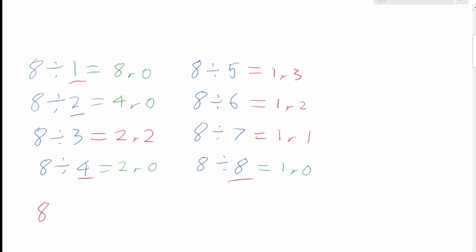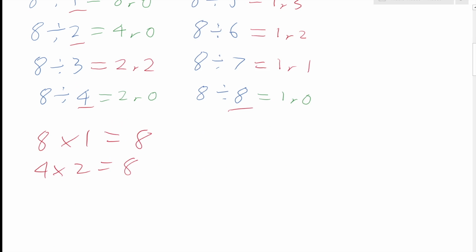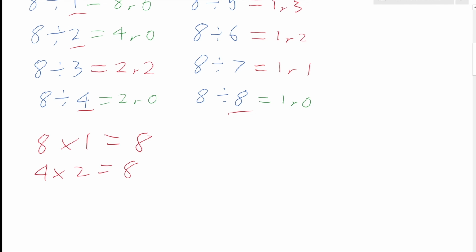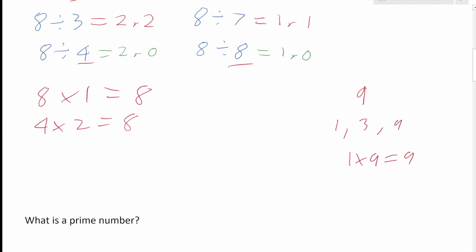I also notice these factors actually pair up, so you've got 8 times 1 equals 8, and 4 times 2 equals 8. Now, it is almost always the case that you will be able to pair up these factors. The only exception is if you have a square number. So if we take something like 9, for example, the factors of 9 are 1, 3, and 9. So the 1 times 9 equals 9, but 3 doesn't have a pair because it's itself. It is its own pair.